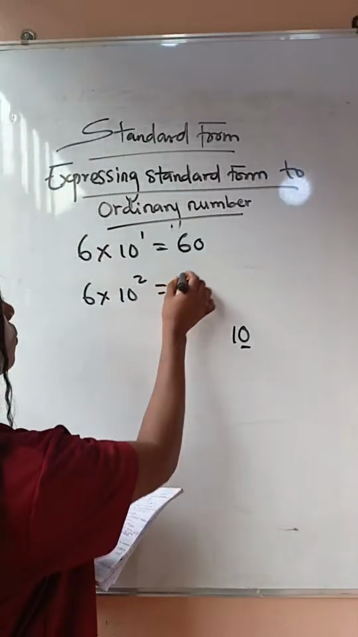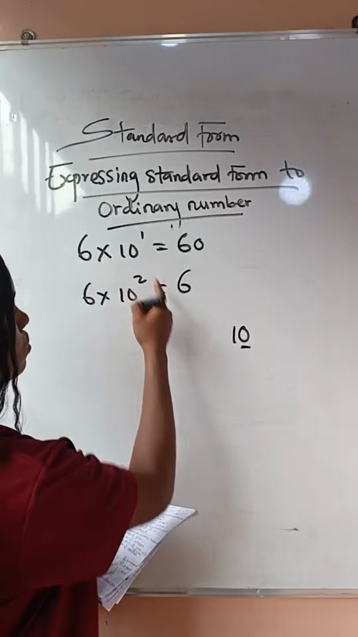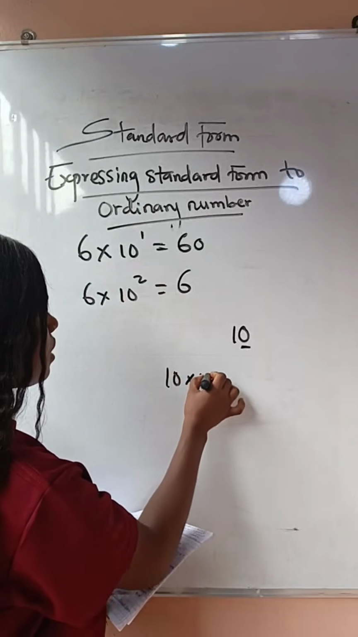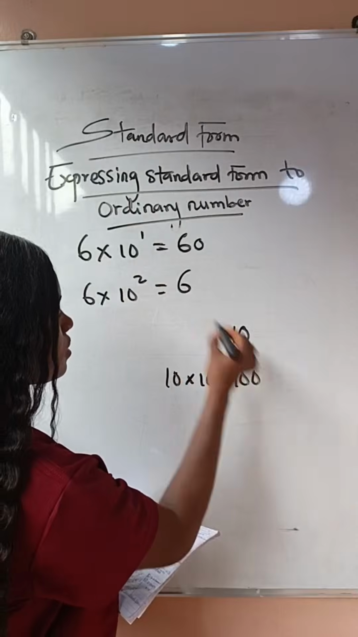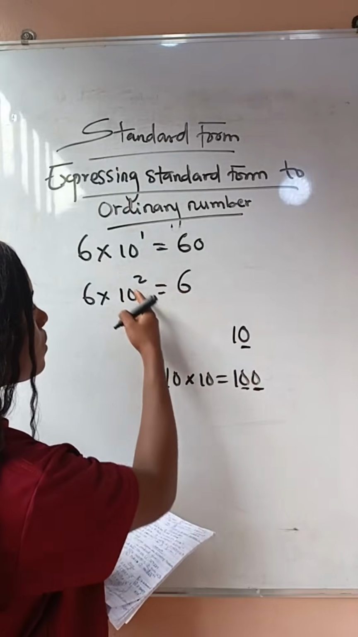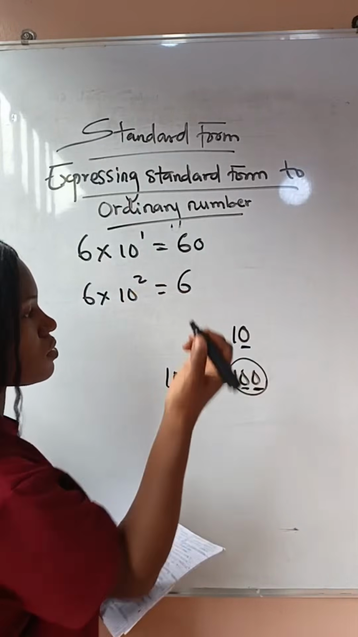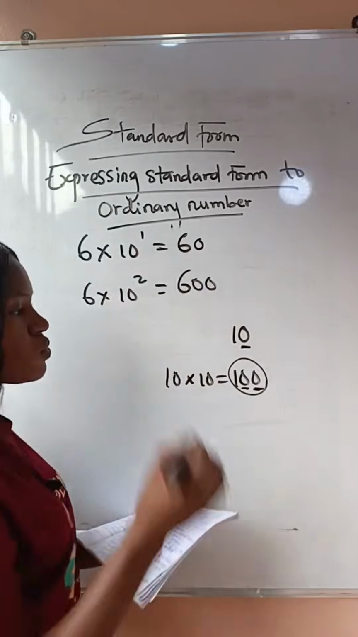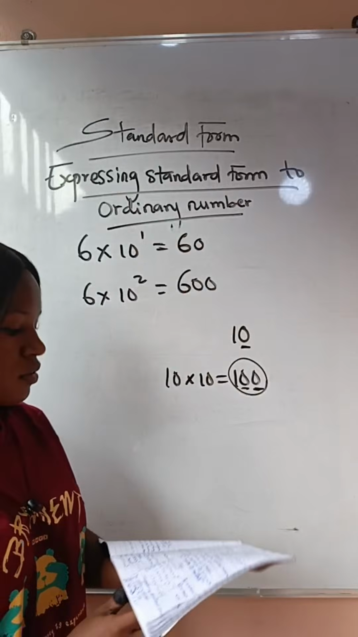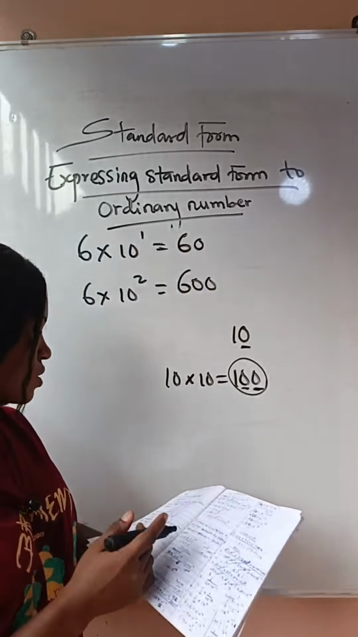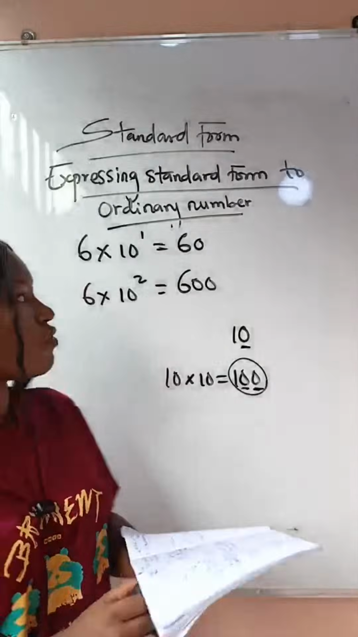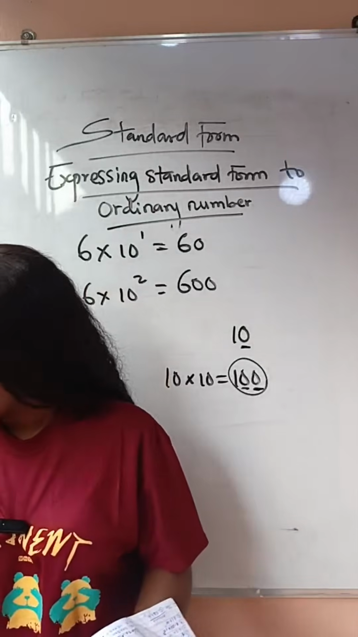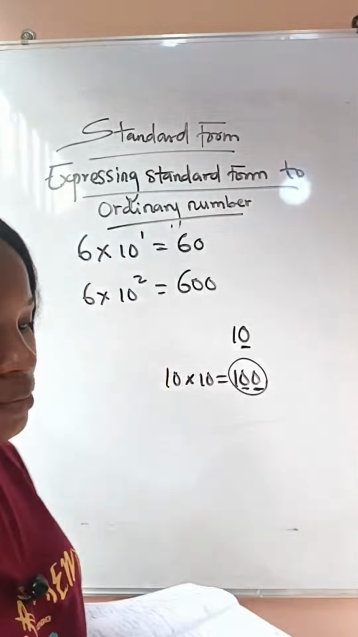Now, for this one, you write 6. Now, 10 to the power of 2 means 10 times 10, which will give us 100. So we have 2 zeros, or this 2 simply means we have 2 zeros. All right? So just write your 6, continue with just 2 zeros. You get your normal form. Now, this is where you need to just be more careful. If you have something like this, it's very easy to change to ordinary number.